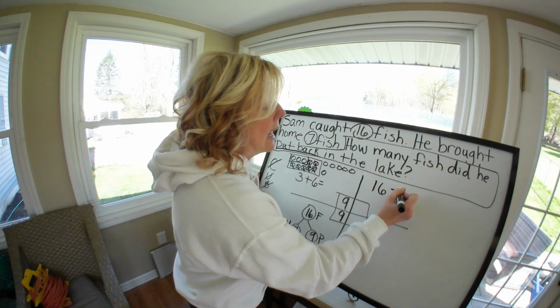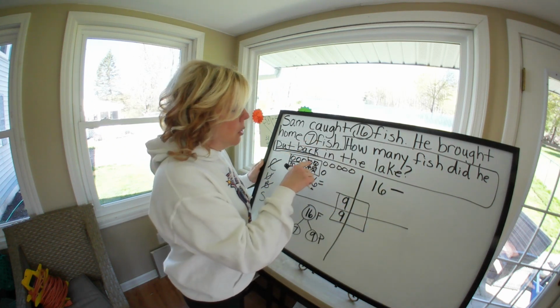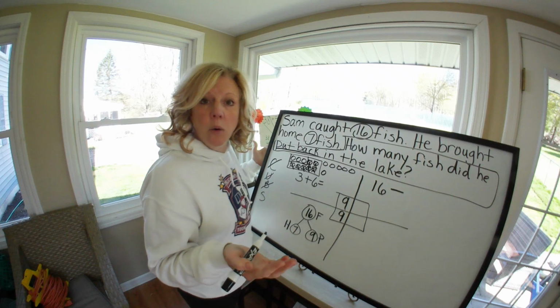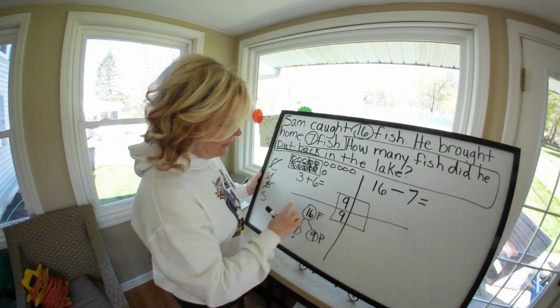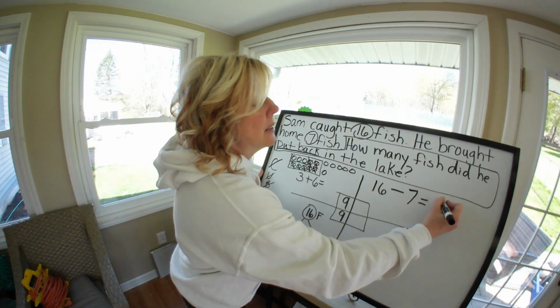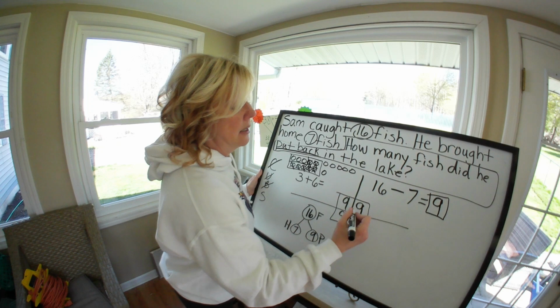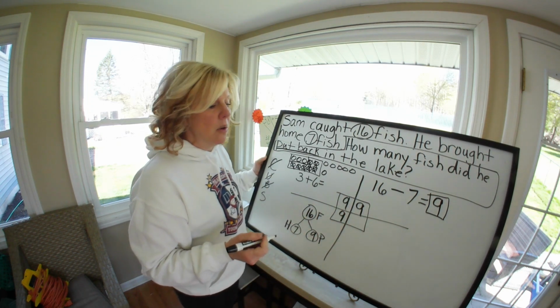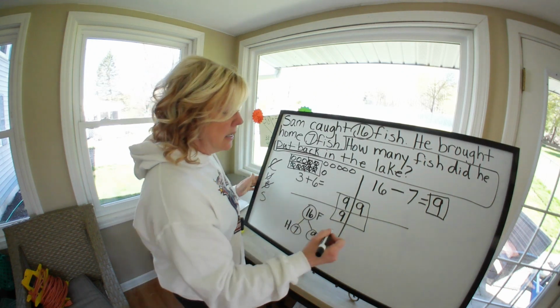We're going to take out the number that he brought home. Or we could look here and say, oh, well, we crossed off 7. So 16 minus 7, we just figured out by punching out here, is 9. And we're going to put a box around that and go ahead and put that there. Now, the last thing I need to do is answer the question. How many fish did he put back in the lake?